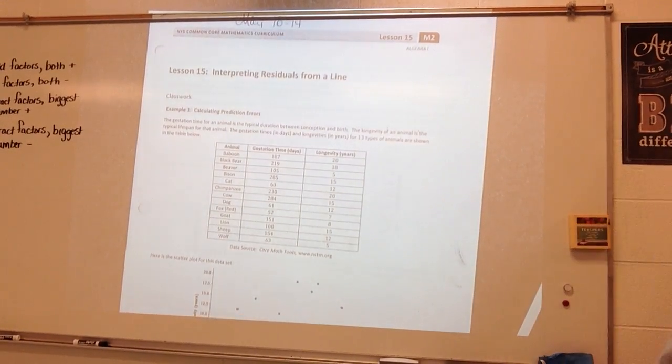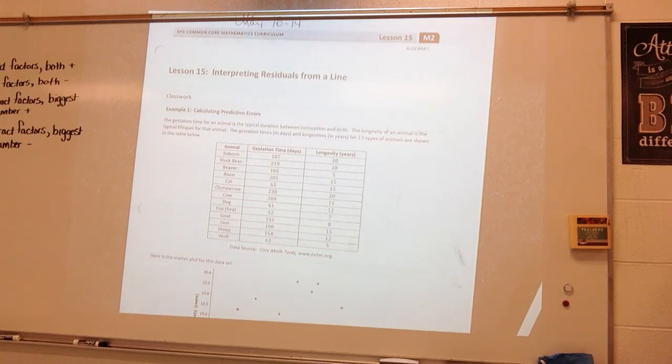Lesson 15, May the 10th through the 14th, interpreting residuals from a line. Our goal, hopefully after this lesson, is to use the least squares line to predict values for a given data set, and to use the residuals to evaluate the accuracy of predictions based on the least squares line. Let's look at example number 1.